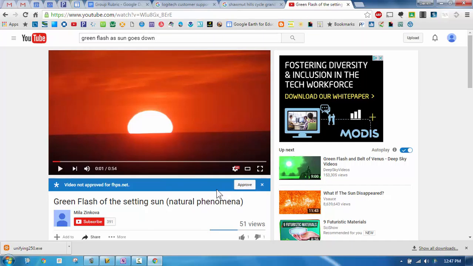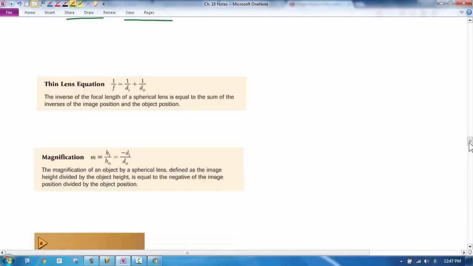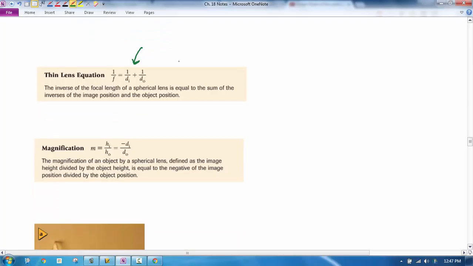But it does happen. So the next thing is convex and concave lenses. We have a thin lens equation, kind of like our mirror equation, which gives us a relationship between the focal point of the lenses, the distance to the image, and the distance to the object. Same as magnification.